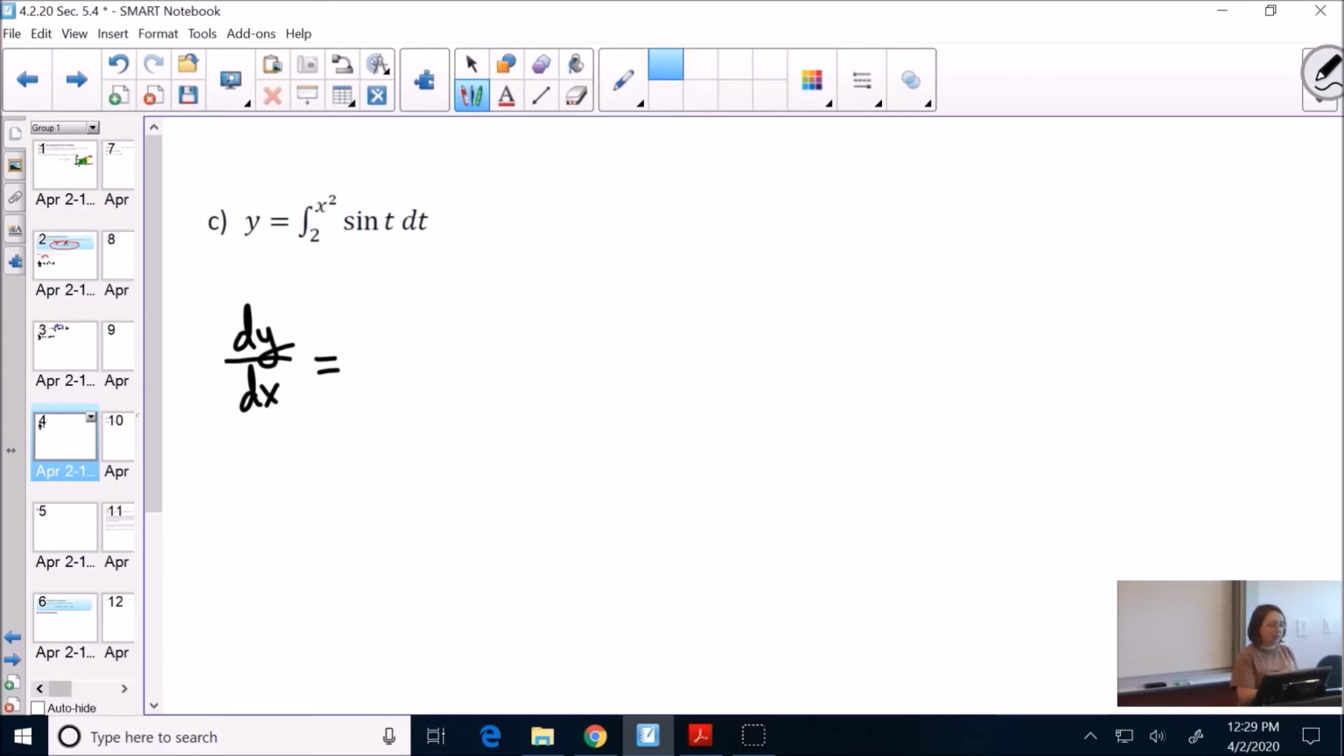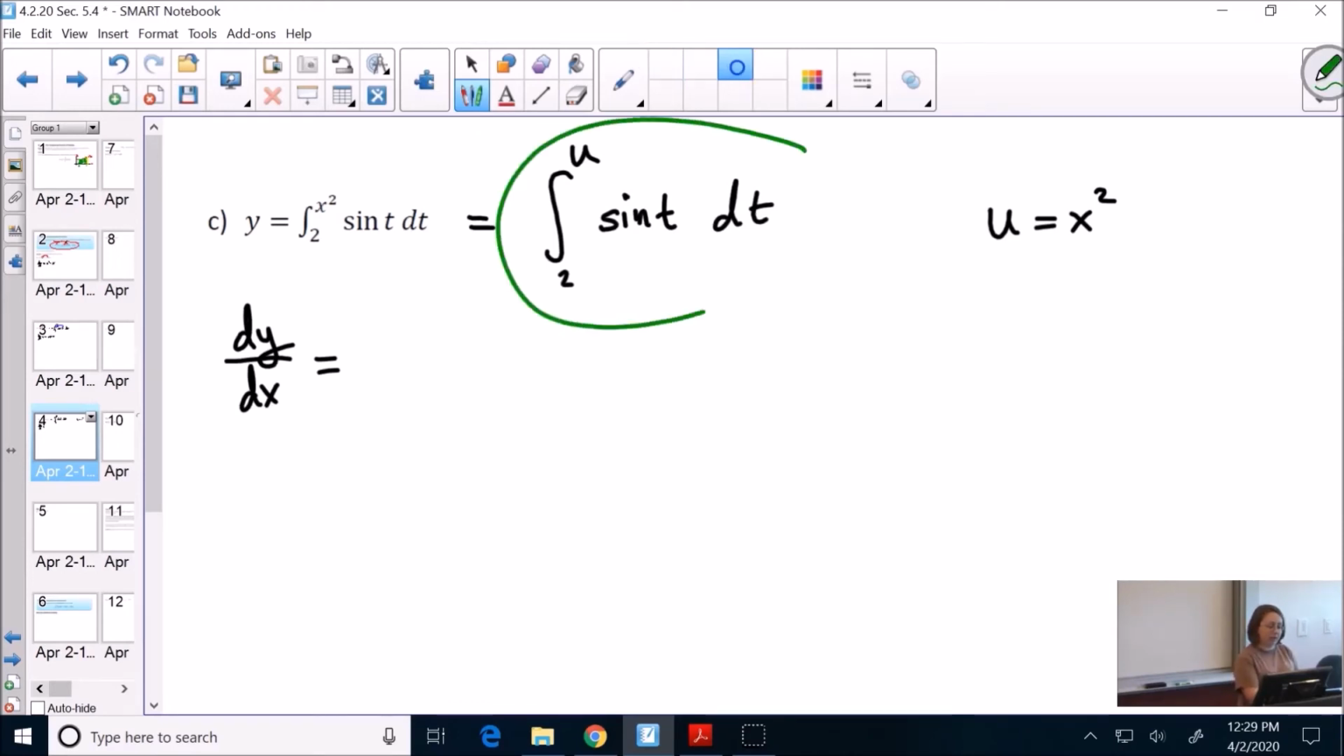Alright, so to find dy dx, we're actually going to rewrite this problem by getting rid of x squared. We're going to integrate from 2 to u. We've done u-substitution already, so you should understand that concept. What I just did was say u is equal to x squared. So then we have sine of t. The problem is, if I take the derivative of this integral, it's not going to be dy dx. I don't have an x anymore, I have a u. The derivative of this integral is going to be dy du.